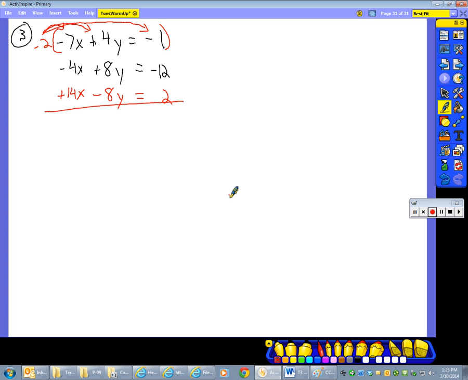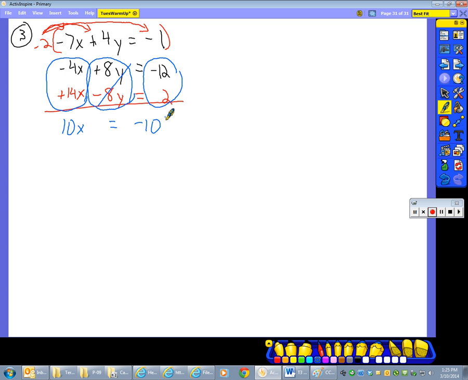So now, whenever I combine these equations, what do you think, Mitchell? What's a negative 4x and a positive 14x? 10x, you got it. And it's positive because I have more positives. Whenever I combine a positive 8y and a negative 8y, well, then I cross these out because they're opposite. And what is a negative 12 and a positive 2, Isaiah? What do you think? A negative 10. Good job.